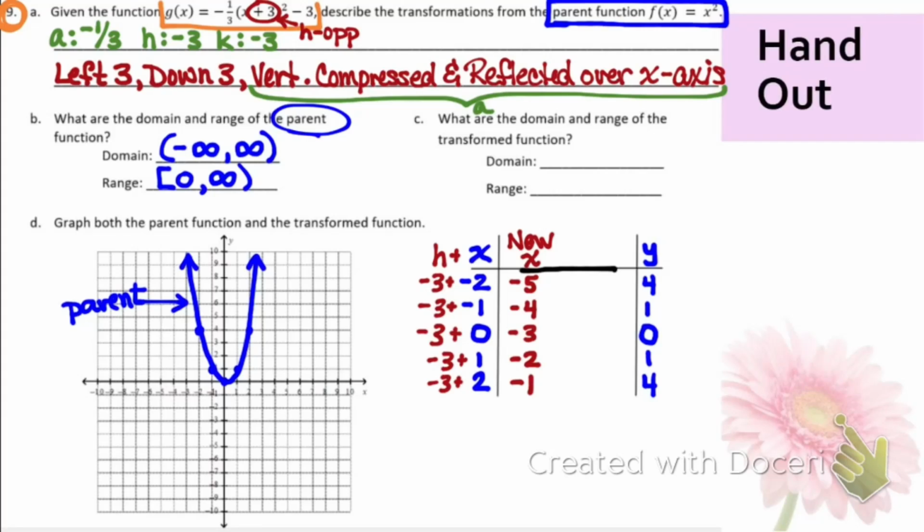Are you guys noticing a pattern with our x's? They're going to be counting by ones. All I'm doing is shifting them all to the left. The previous problem, we shifted them all to the right.